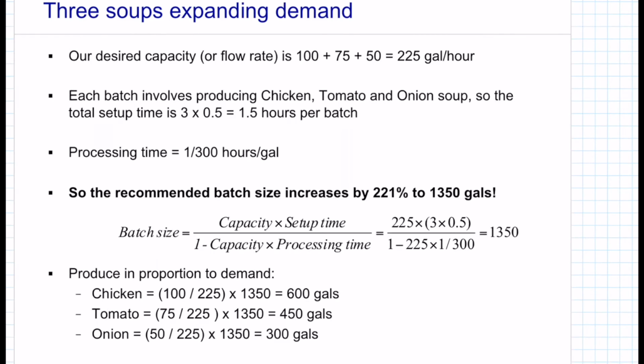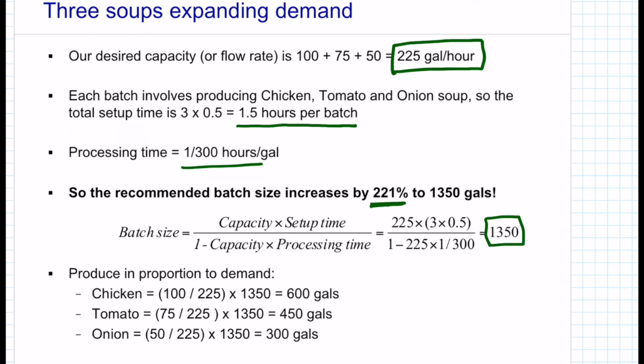Now let's consider a situation where total demand is more than the 175 we had earlier. The total capacity that we need is 225 gallons per hour. Total setup time is now 1.5 hours per batch. Processing time is still 1 by 300. So we get a batch size of 1350, which is a 221% increase compared to the earlier number. We can divide this 1350 in proportion to demand.